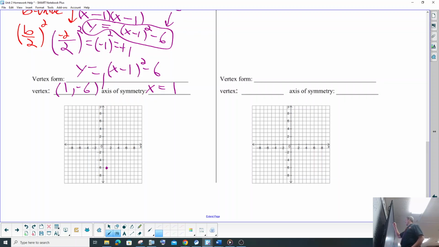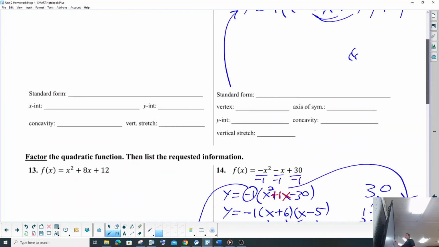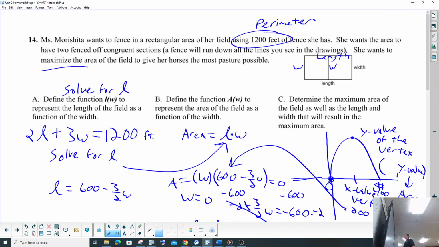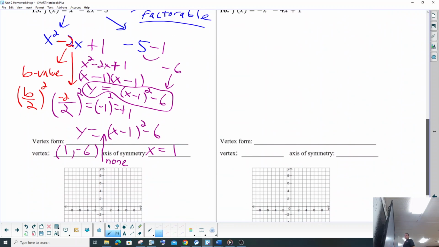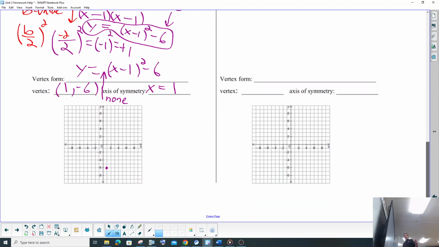So there's none when it comes to, what's the word? Stretching it, narrower, wider. Concave up or concave down. What was the other word? I don't even remember what it's called. Why don't I remember? It's called vertical stretch. So our vertical stretch there is none, because there's not a 2 or a half or a 3 or a third. Nothing in front of our equation there.